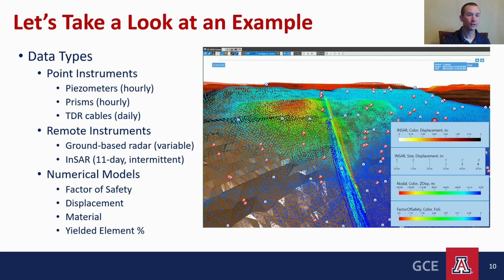Next, we'll move to taking a look at an integrated example of the data types we've been discussing. The example we'll be looking at includes a combination of piezometers, prisms, and TDR cables, ground-based radar, InSAR, and various geotechnical models from an open pit. The integrations, though, can also apply to really any geotechnical application, such as a tailings facility or leach pad.